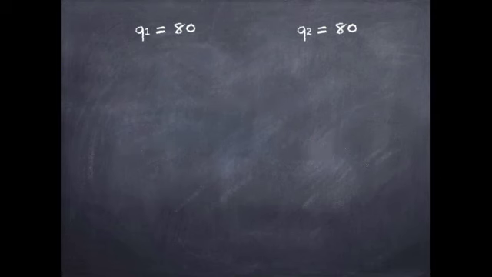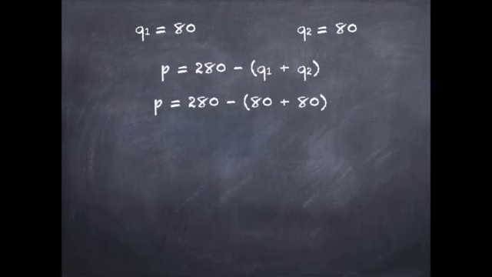So we have the quantities for each one, and we remember what the inverse demand function looked like. It looked exactly like that. It was 280 minus Q sub 1 plus Q sub 2. We insert Q1 and Q2 into that inverse demand function. So we have 280 minus 160, and we get a price of 120.